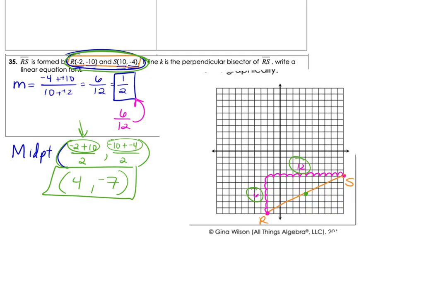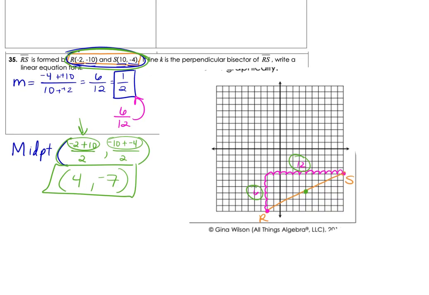The other way you could have done it is you could split these in half. So your rise over your run, instead of going up 6, go up 3, and instead of going over 12, go over half of that. So go over 6. What do you know? Same point. So either way, you get that point.